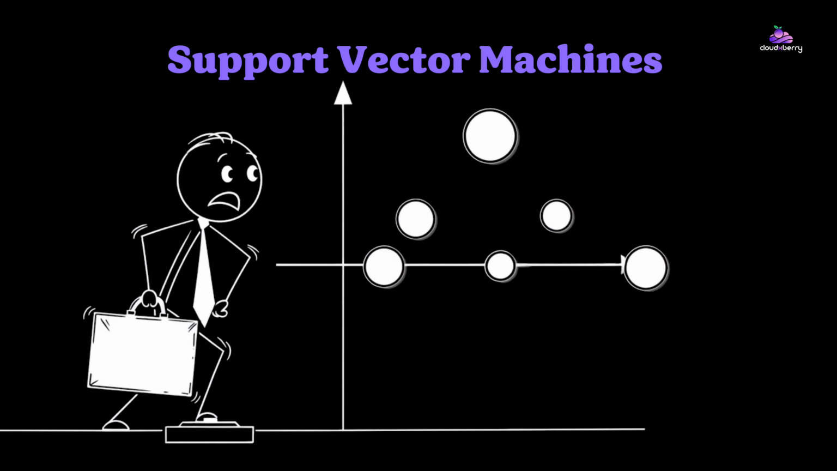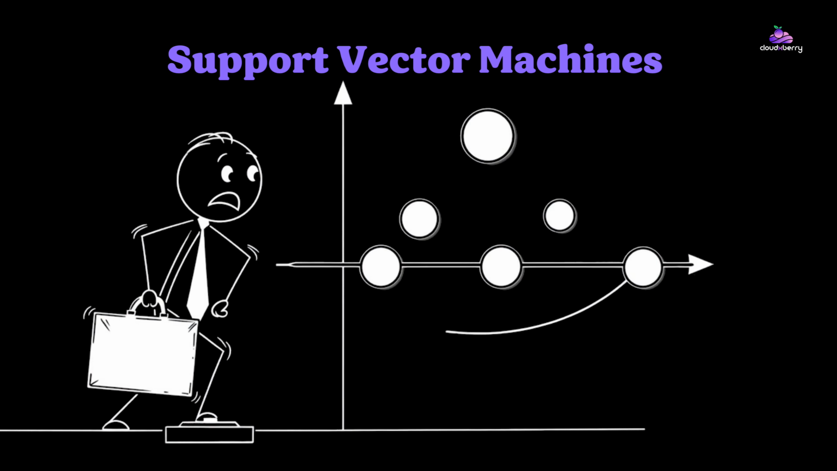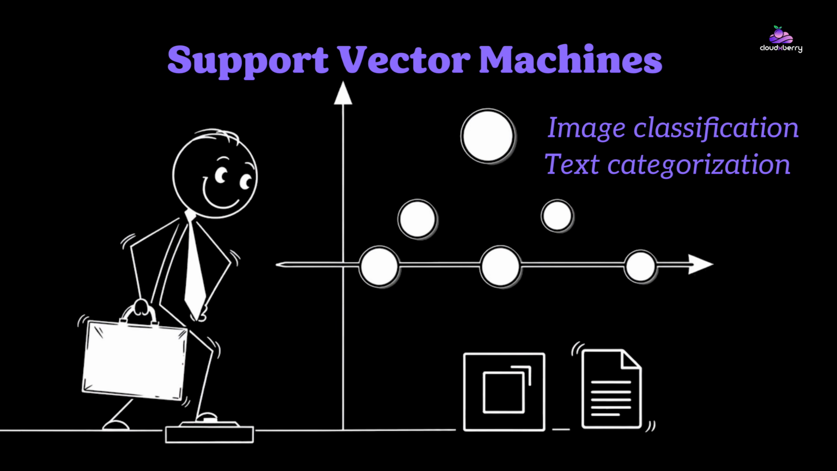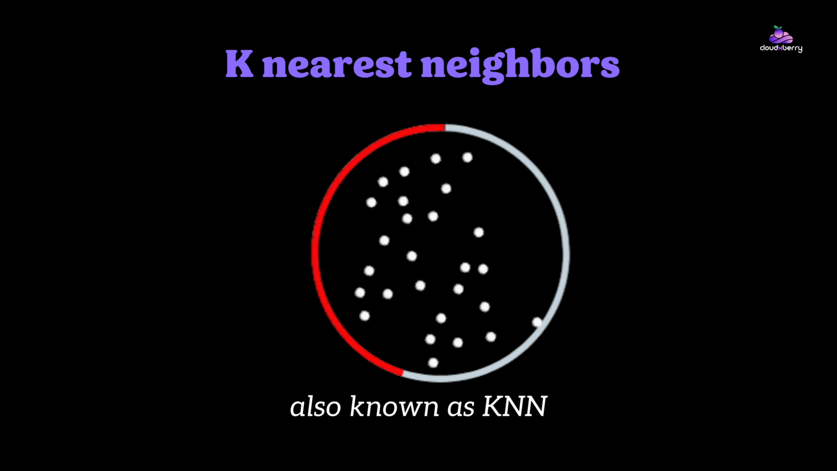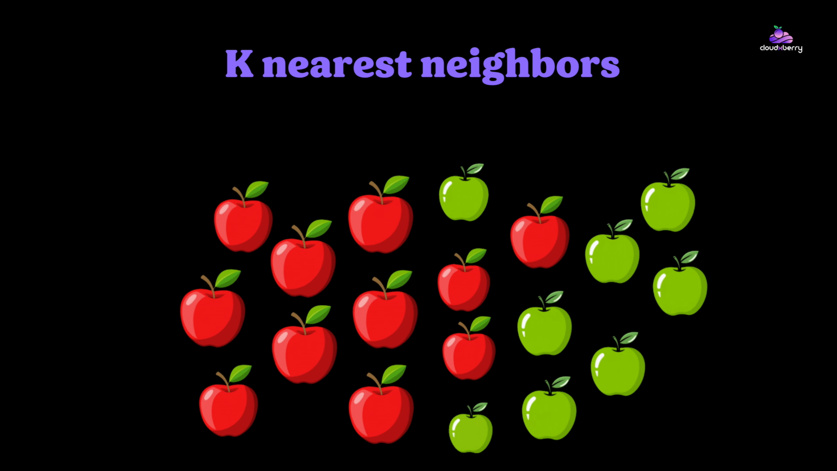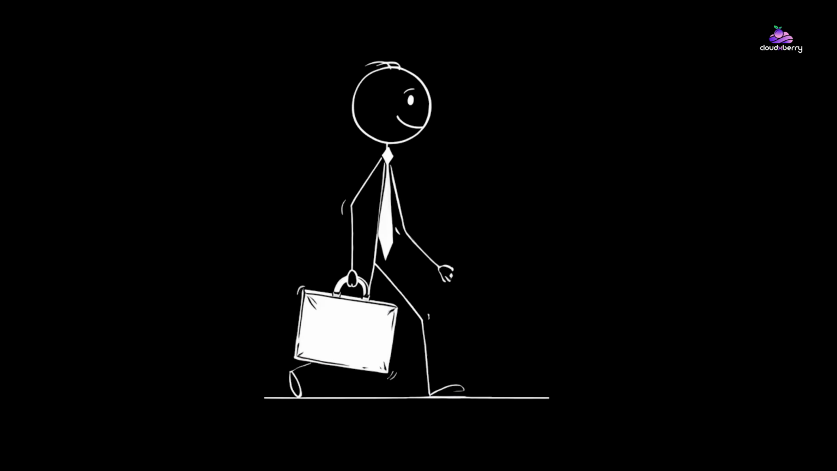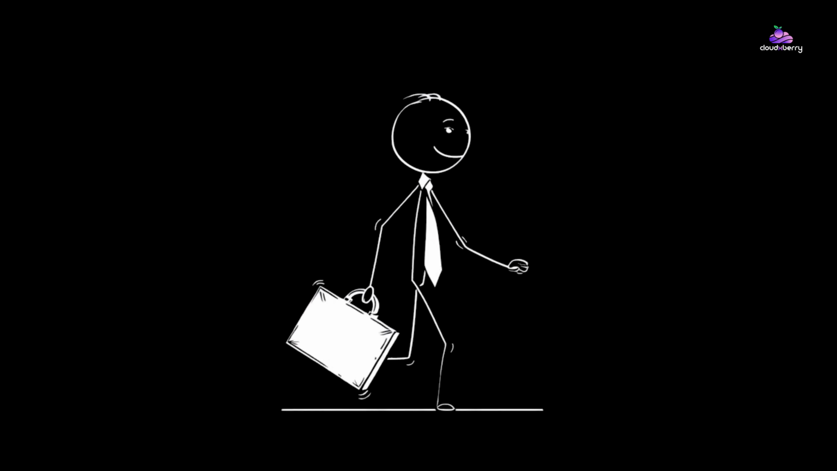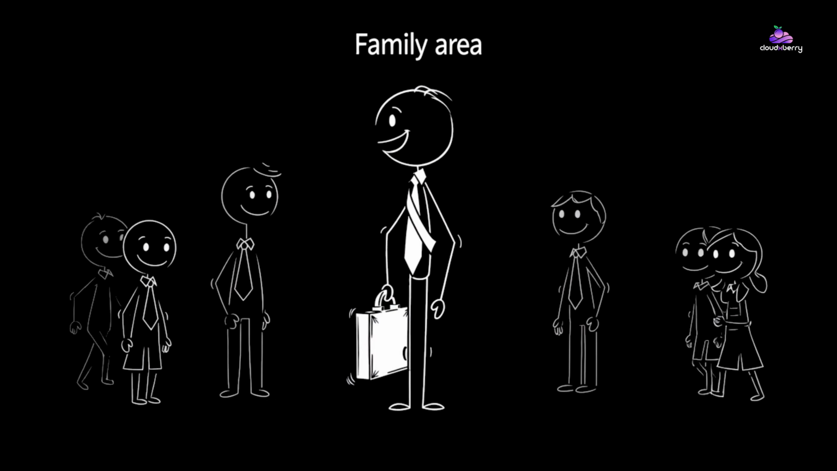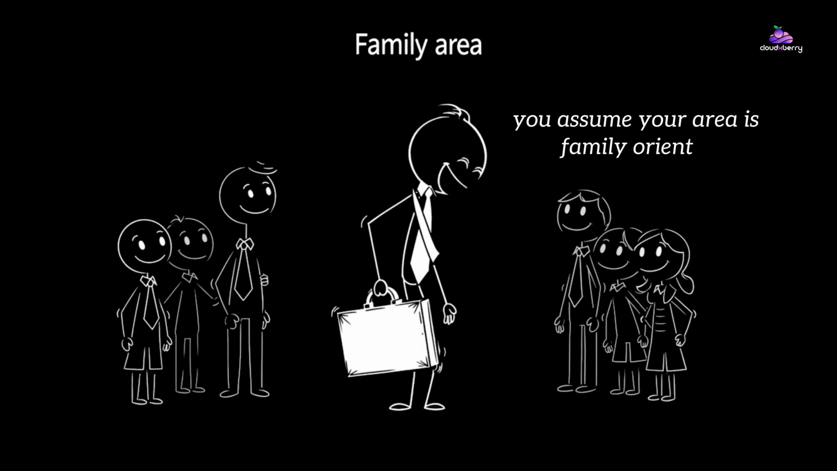SVM is particularly useful when dealing with complex datasets where the boundary is not obvious, such as image classification or text categorization. Next is k-nearest neighbors, also known as KNN. This algorithm is extremely simple and works based on similarity. Imagine you move into a new city and want to guess what type of neighborhood you're in. You look at your closest neighbors. If most of them are families, you assume your area is family-oriented.